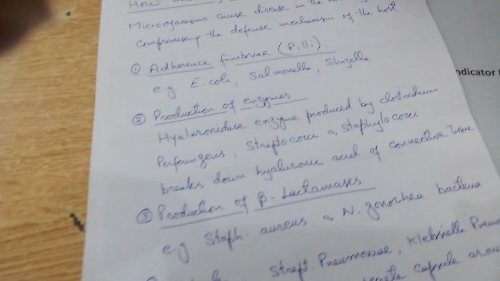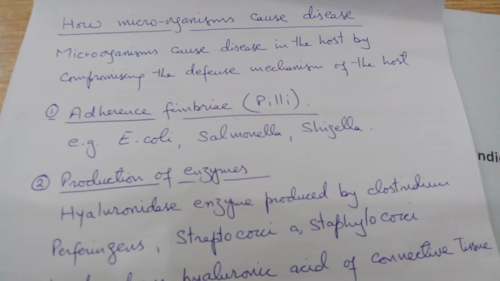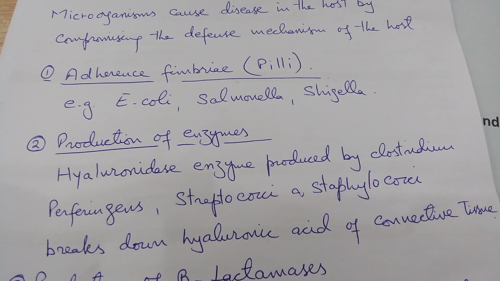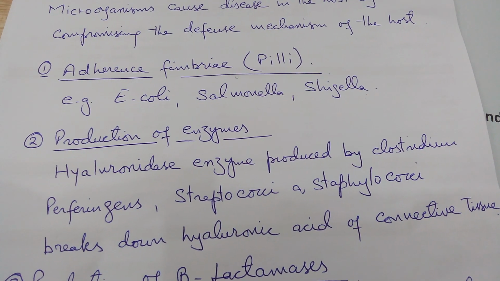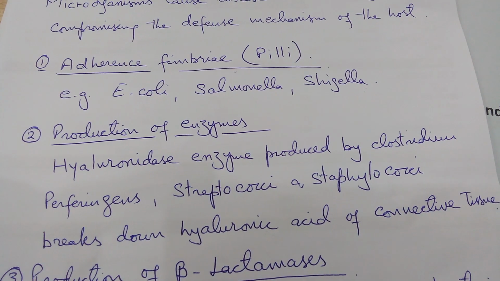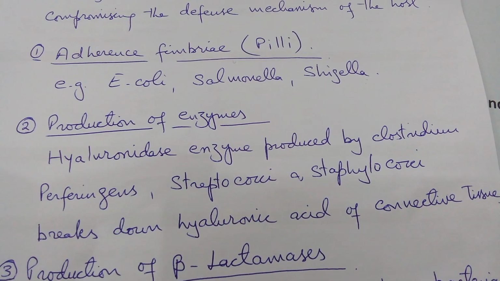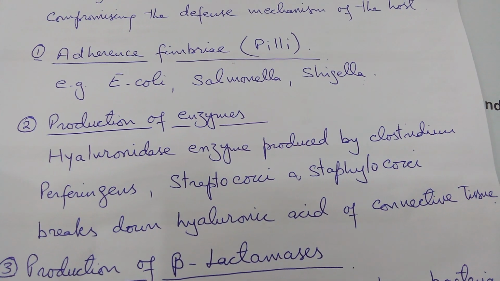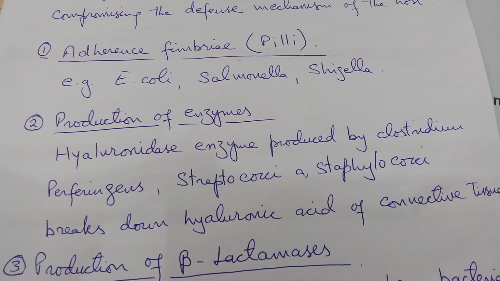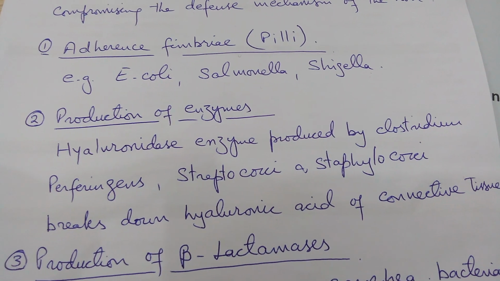Students, please take a closer look. For example, structural factors like Fimbriae and Pili. Certain microorganisms like E. coli bacteria, Salmonella and Shigella have hair-like structures on their outer surfaces which help them to attach to the surface of host cells.